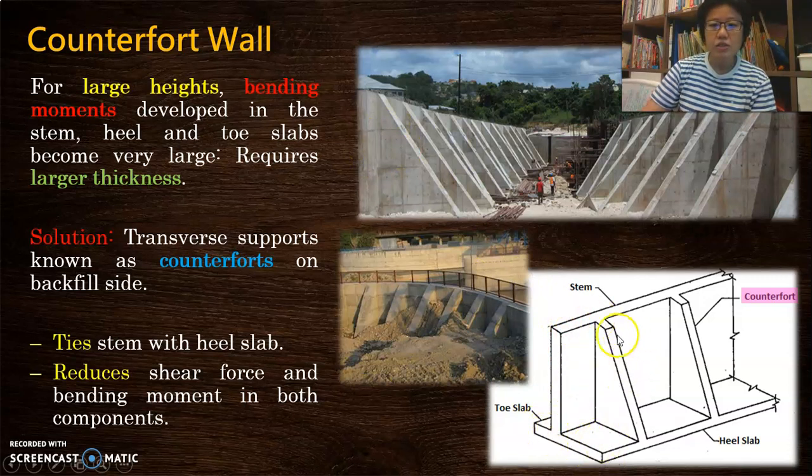And this counterfort actually ties the stem to the toe, and this helps to reduce the shear forces that are acting on both the stem and also the base. So imagine without the counterfort, this wall could not have gone too high up, right? Otherwise it would have toppled, or the moment would be too great for the wall to take.